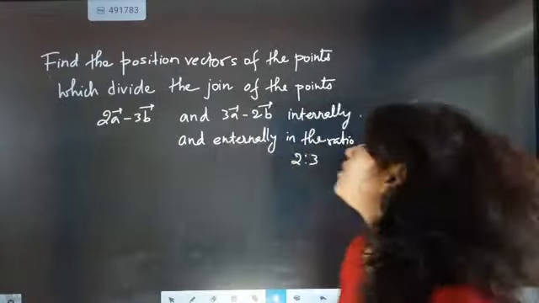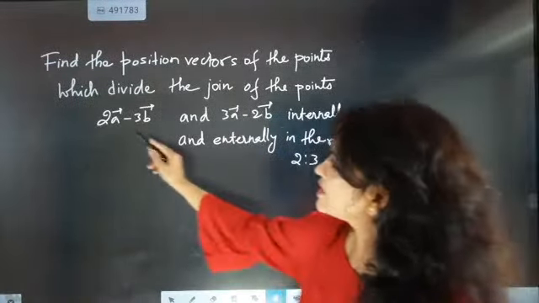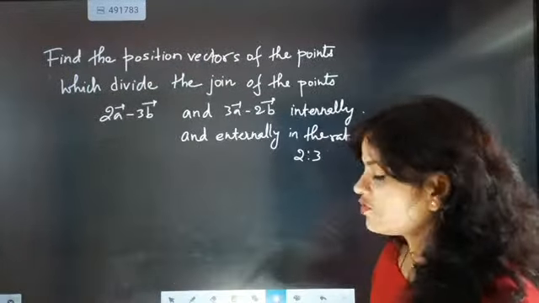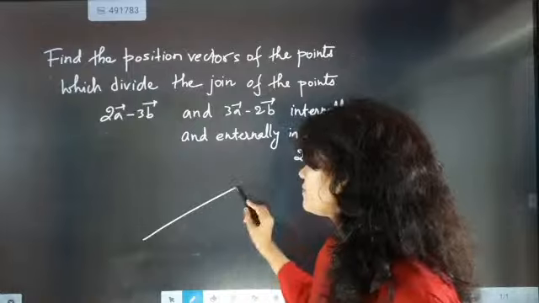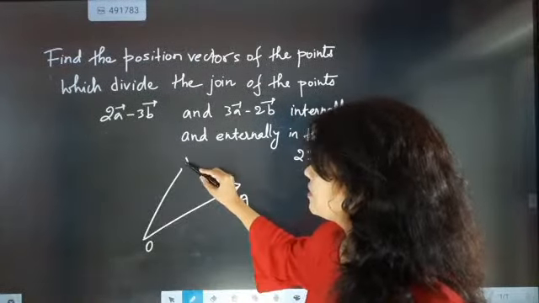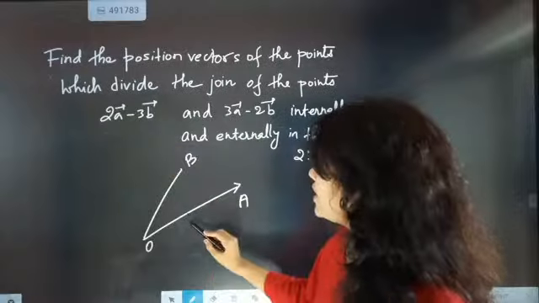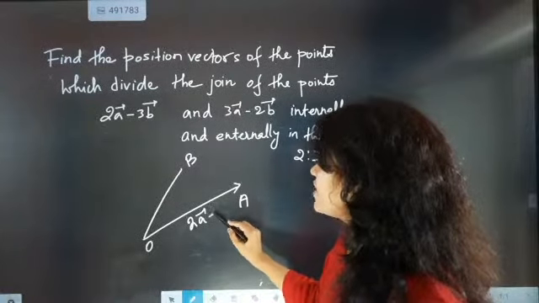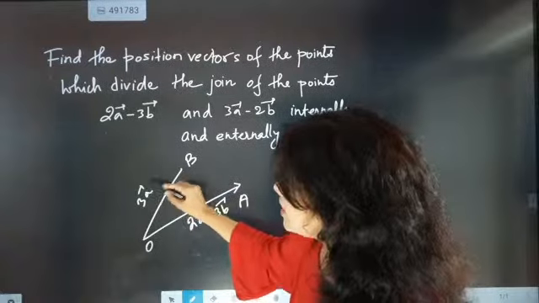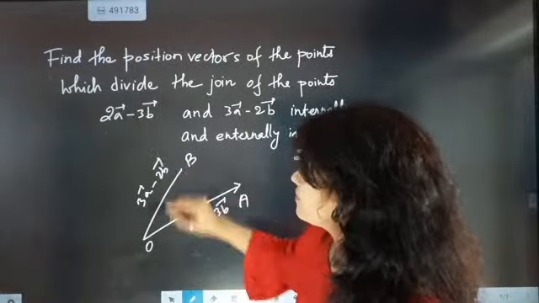See, look here, only one small work you do. Take this as OA vector. So first internal and external. For internal division, O is there, A is there, B is there. So OA is coming as 2A vector minus 3B vector. OB is coming as 3A vector minus 2B vector.